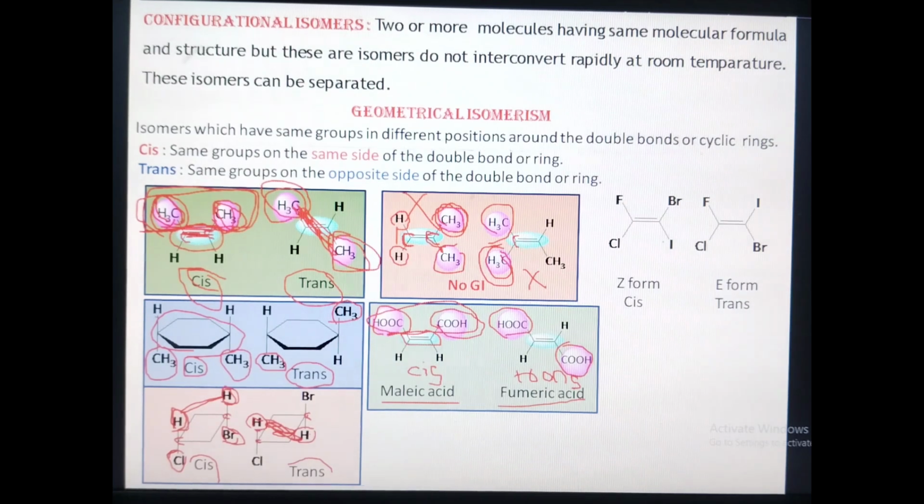And here you can see that when all the four groups are different, this is an alkene, a carbon-carbon double bond. When the four groups attached to the alkene are different, then we can distinguish it as cis and trans, and also we can name it by Z form and E form. Okay, in this case we have to give priority to the groups which are attached to the carbon of the alkene.